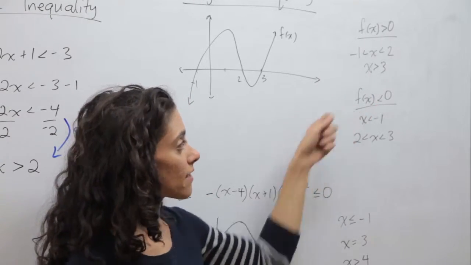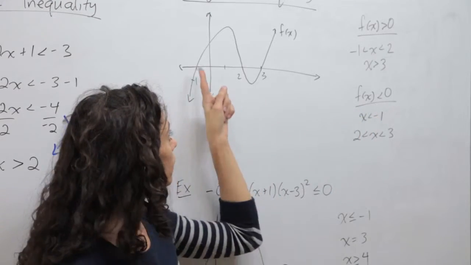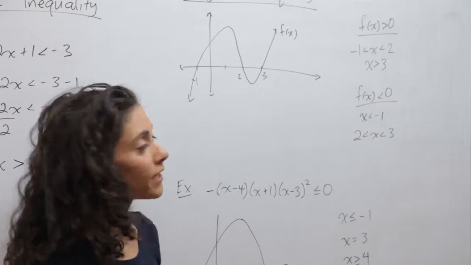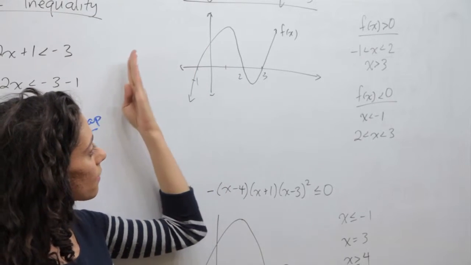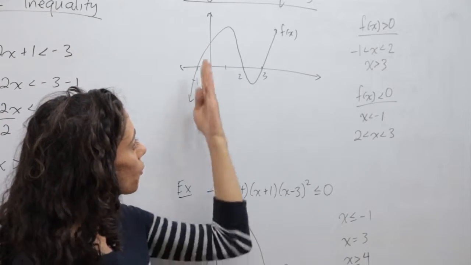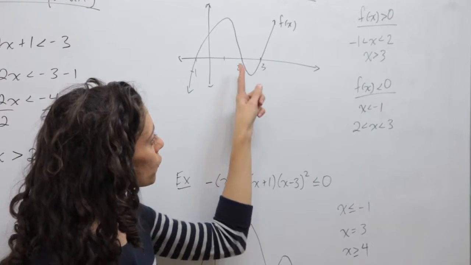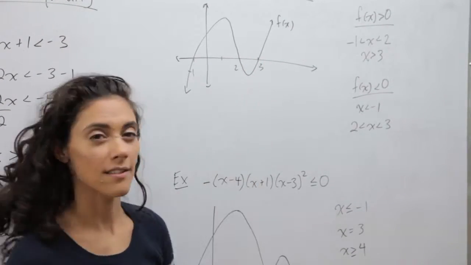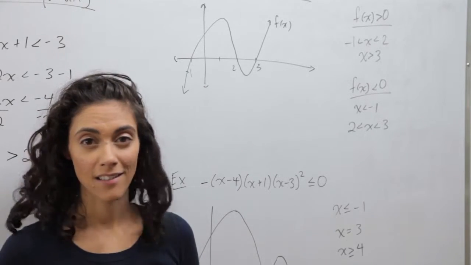Alternately, if you're asked when is f of x negative or when is f of x less than 0, we're looking at the intervals on this graph when it's below the x-axis. So over here, when x is less than -1, that entire section, your graph will be below the x-axis. And in here, in this little bit, between 2 and 3, your graph is negative, or below the x-axis.